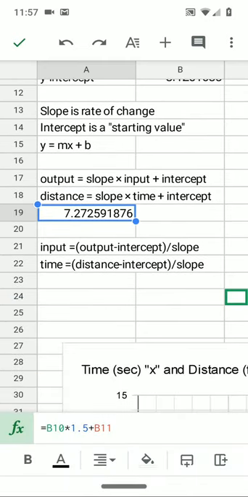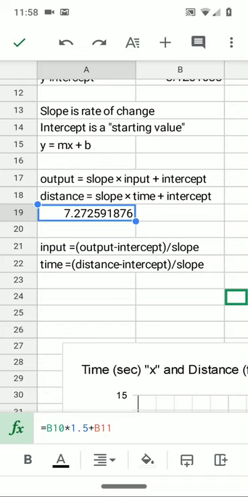I get out 7.27, 727. Kind of like the Boeing jet when I was younger. The 7.27 tells me that at 1.5 seconds, the marble is at 7.27 feet along that tape measure that was seen in an earlier video. So given a time, I can calculate a distance.